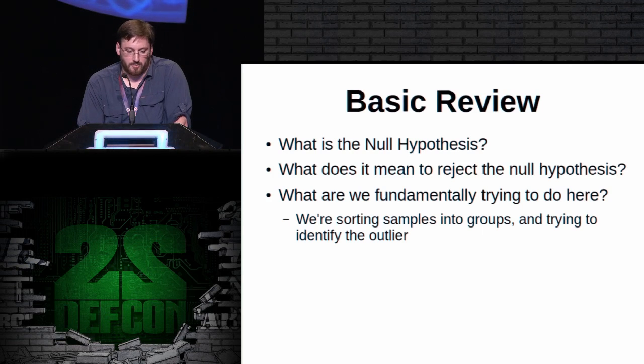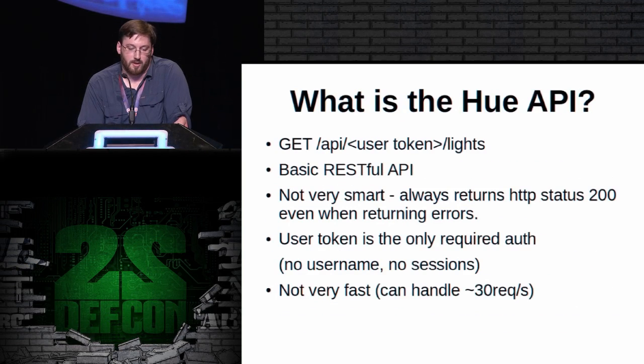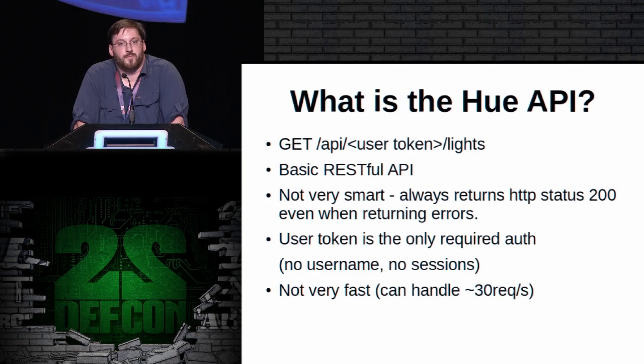So to back up a little bit, let's talk about the Hue API. That user token, what we're using for the user token right here, is octal. It's 10 randomly chosen characters, 0 through 8. And so for our hypothesis testing, we're generating a random user token and starting with a guess from each of these categories.